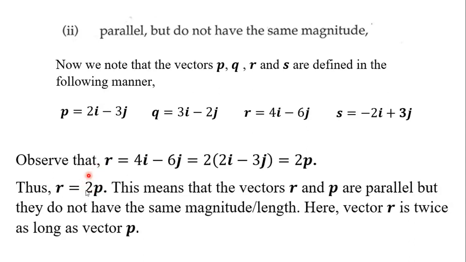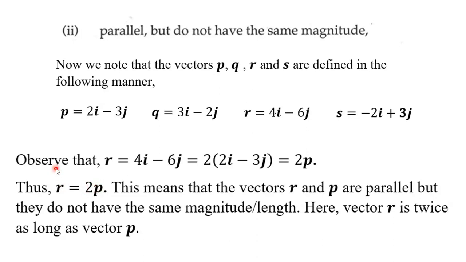Well, we have found a number that we can use to multiply by one vector to get the other vector. And therefore, that means that the vectors R and P are parallel. We also know by this equation that R is 2 times P, which means that R is going to be twice as long as P, all right?